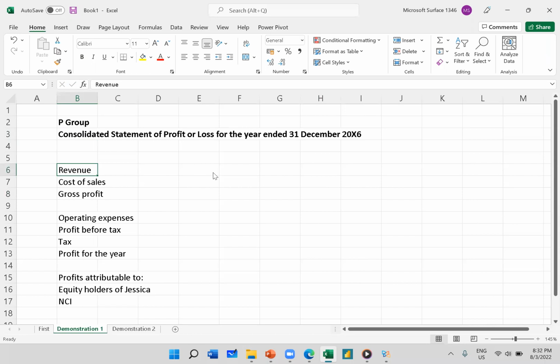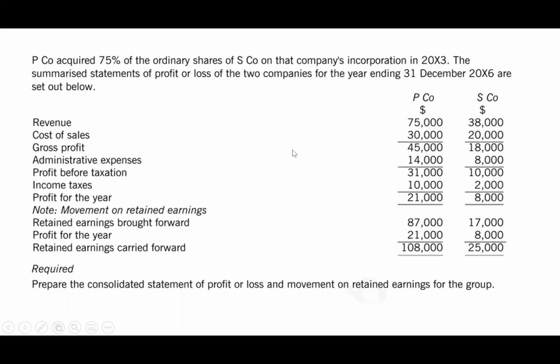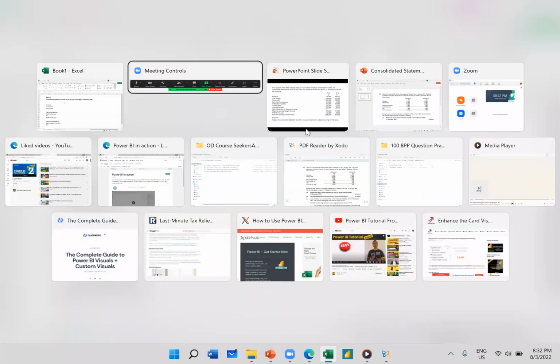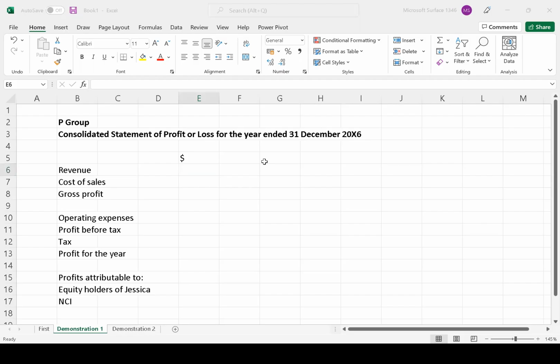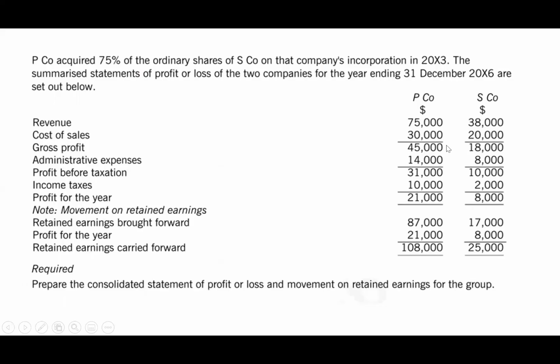Let me see what the currency is. Dollar, this is in dollar. I'm going to put dollar here. So just do it. The revenue will be 75,000 plus 38,000. Is that all? Yes, that's all. And then the cost of sales, 30,000 plus 20,000.